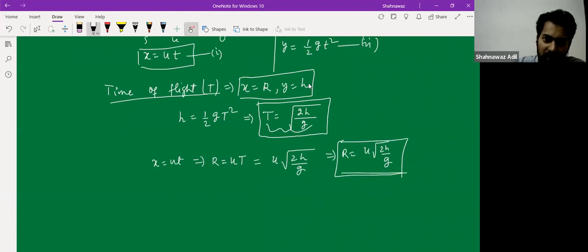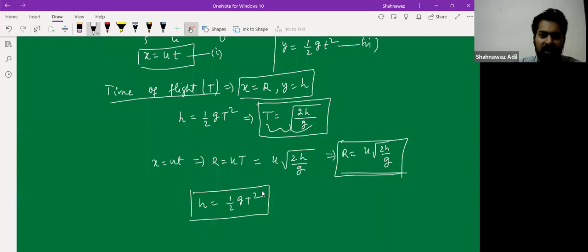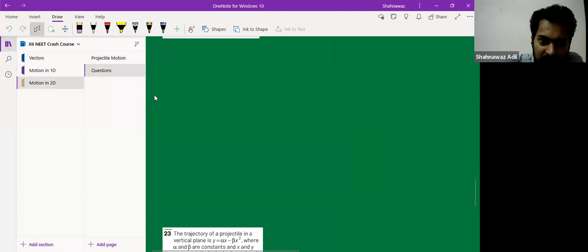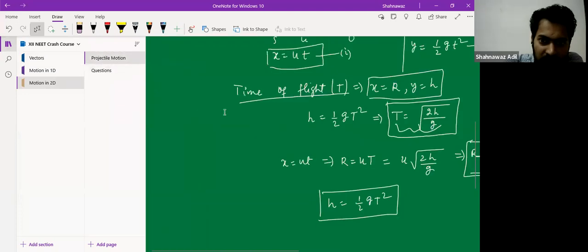And you already know about h, which is half gt square, right? So let's do one problem based on this, which will make it more clear. Oh, one more thing. Okay, let's solve another thing.